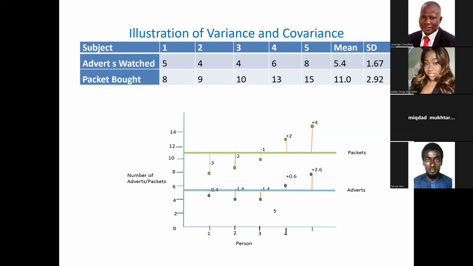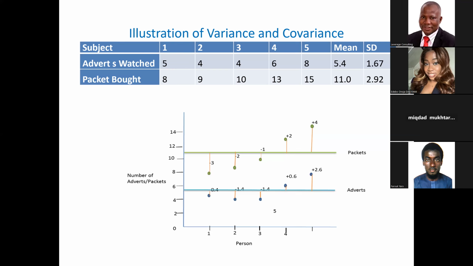Then the fourth person, 13. You know the mean now is 11, so that was 2 above the mean. And the last person bought 15, which is 4 above the mean. So what you can see on the graph now is that we join the point with a vertical line, showing you the deviation from the mean. You remember, we said deviation from the mean. So what you are seeing now is deviation from the mean.